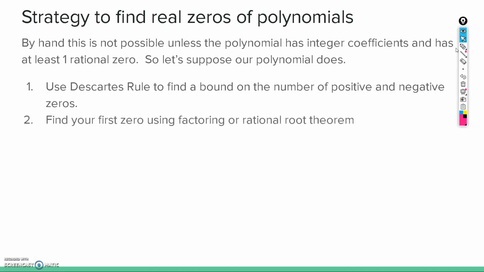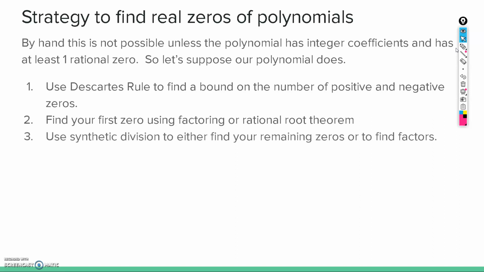Then we can find our first zero using factoring or the rational root theorem. If your polynomial does not factor, you have to use the rational root theorem. If it does factor, congratulations, your life is a little easier. After we find our first zero, we can use synthetic division to either find the remaining zeros or to find the remaining factors, depending on how big our polynomial is.